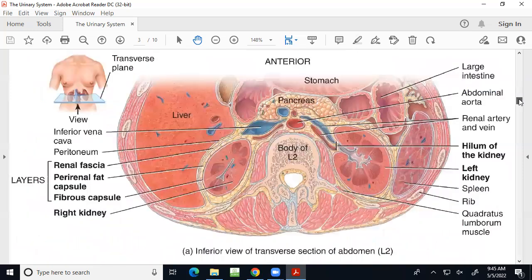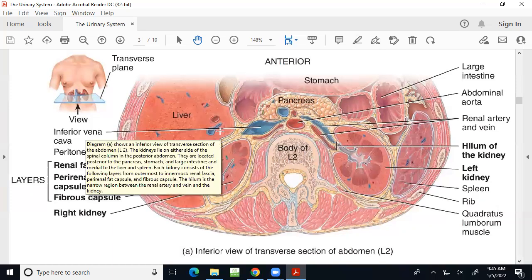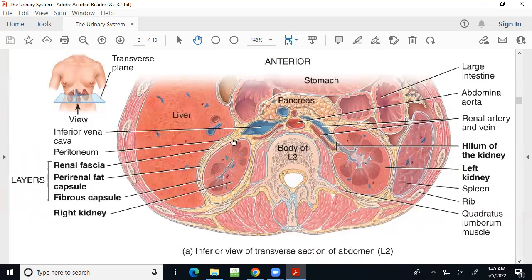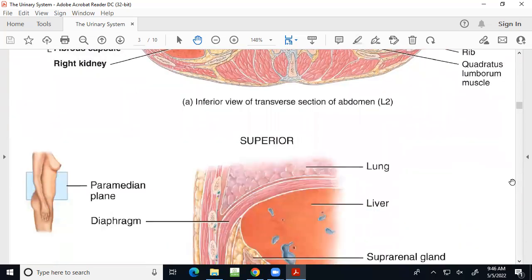If I jump ahead to the next page, I didn't include this on your lecture because it's really not a great image in my opinion. It's really kind of hard to tell what's what. But this is basically a transverse section, so the body's been cut in half horizontally, and you can see where the kidneys are. Surrounding them are those 3 layers, and about the only view to have all 3 layers visible would be this one. But like I said, not one I'm worried about you knowing.